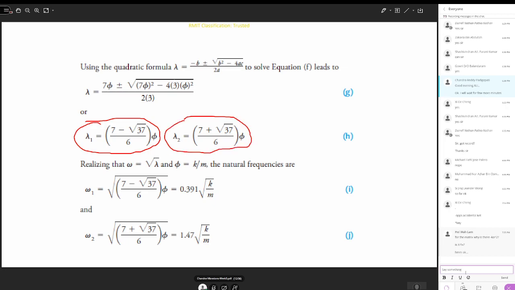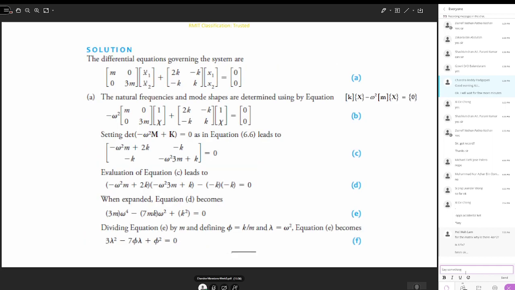Now we substitute omega as square root of lambda and replace phi with k by m. Once you substitute back, your omega 1 becomes like this. That means your first frequency is 0.391 square root of k by m, and your second frequency is 1.47 square root of k by m. So this is how we can solve a 2-degree of freedom system.